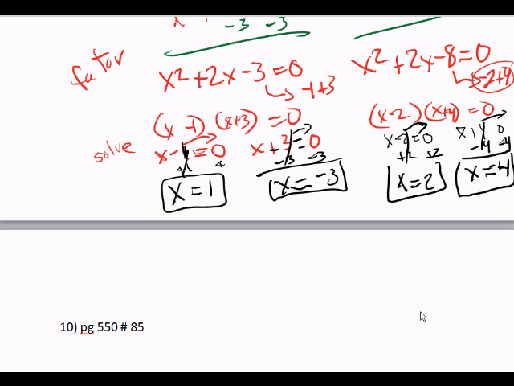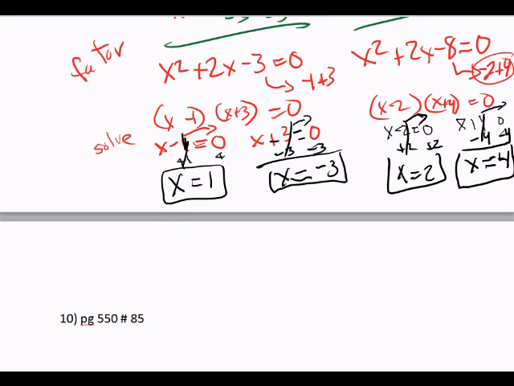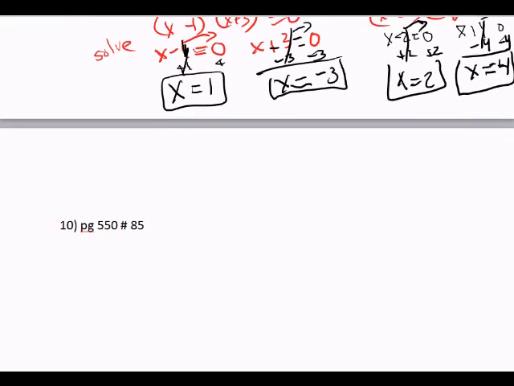Oh, yes, you're absolutely right. This is a -4. Exactly. X equals -4. Yes, thank you.